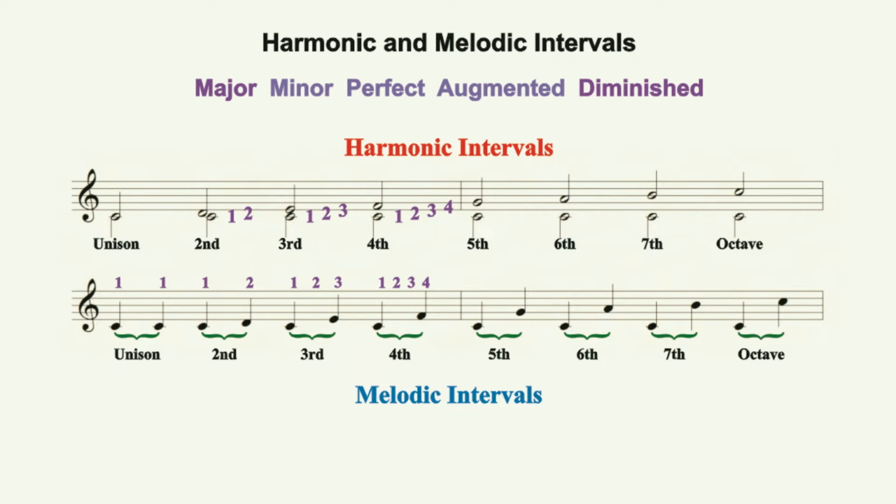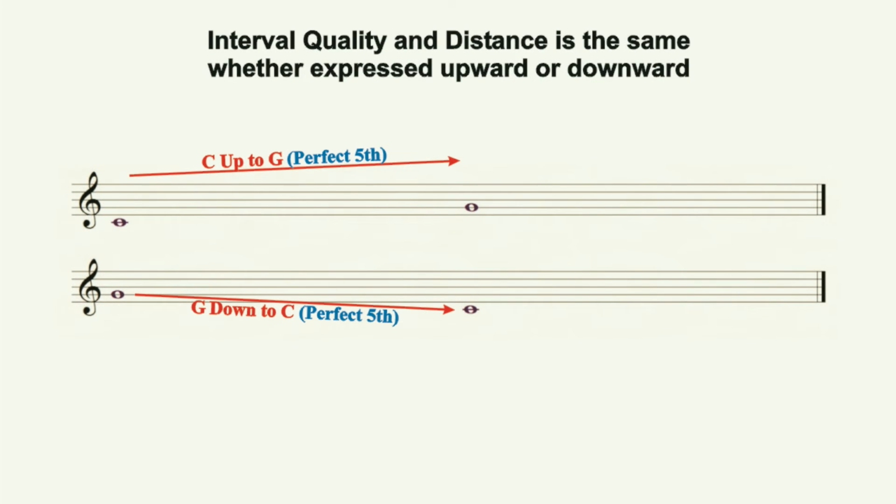The distance between and tonal quality of a melodic interval is the same whether the pitch goes from low to high or high to low. For example, the distance and tonal quality of a C natural going up to a G natural is the same as that of a G natural going down to a C natural. Both are referred to as a perfect fifth.